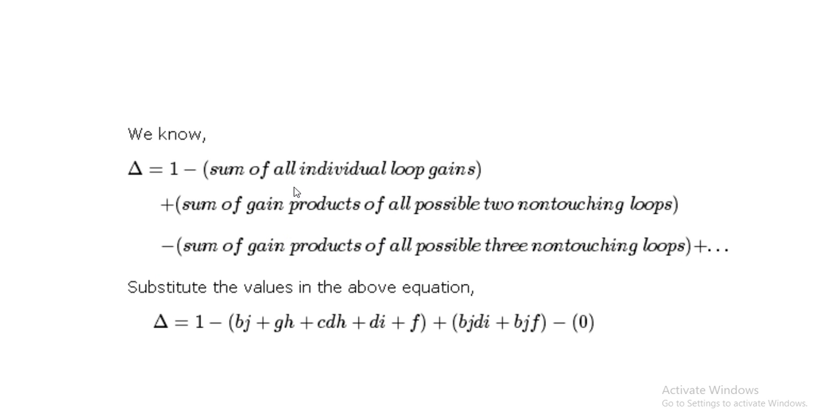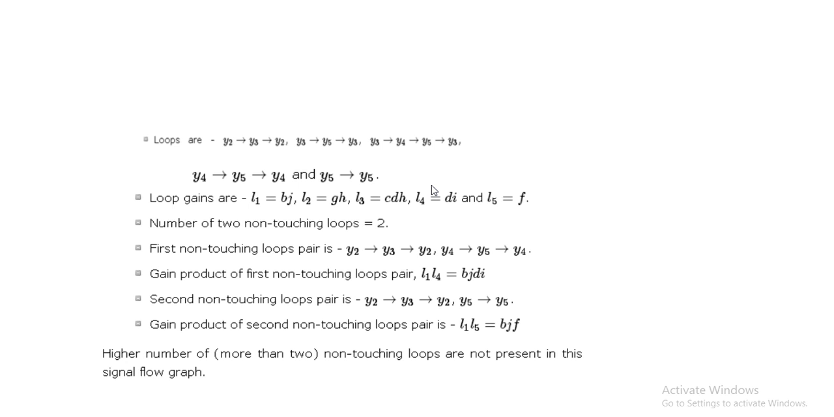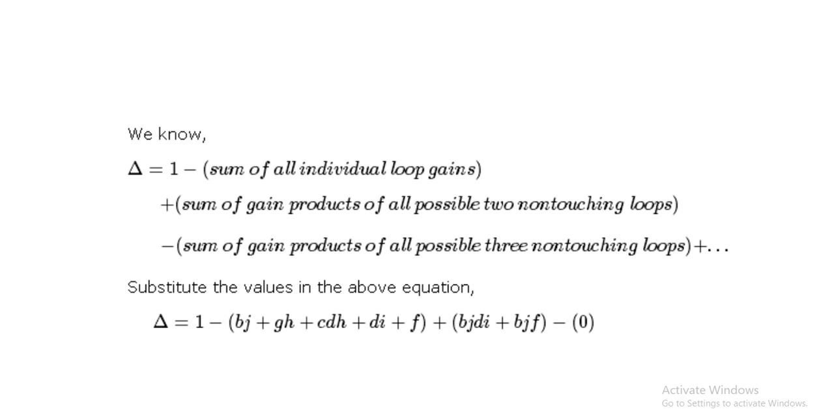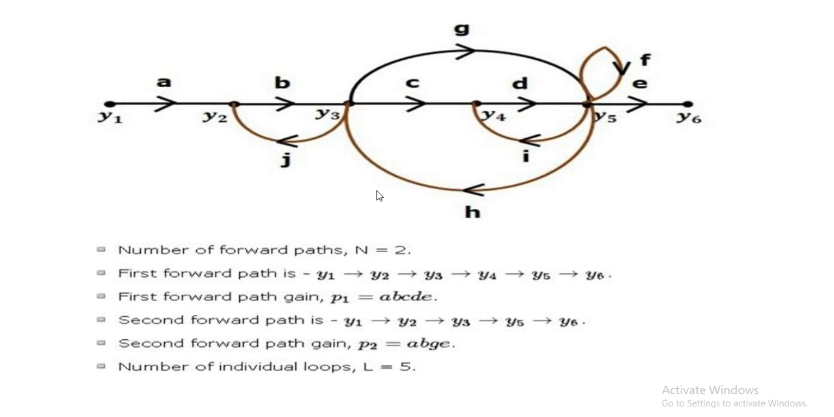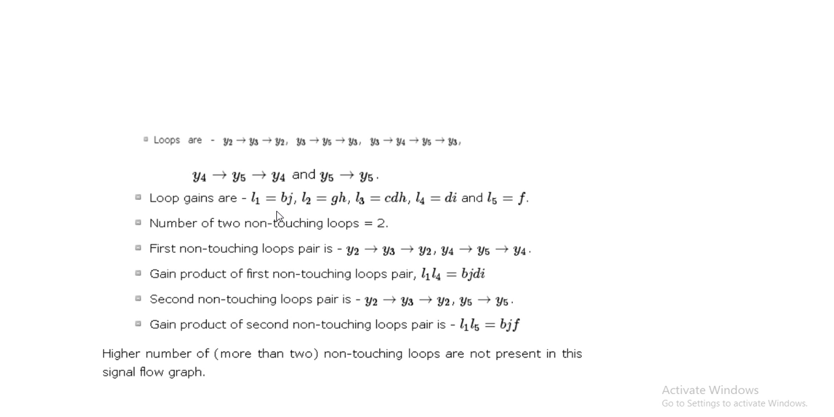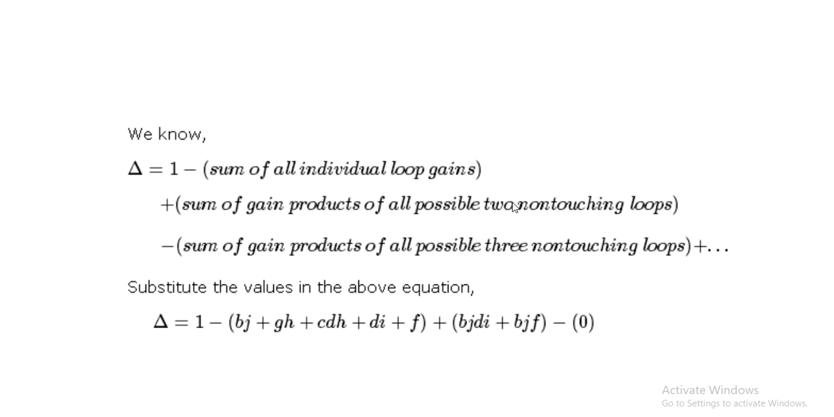So what is the sum of all individual loop gains? That's why I have taken this on a common slide. The individual loop gains are the ones we located earlier, and we just have to add them. So it will be bj plus gh plus cdh plus di plus f. So here it is 1 minus, in brackets, bj plus gh plus cdh plus di plus f.